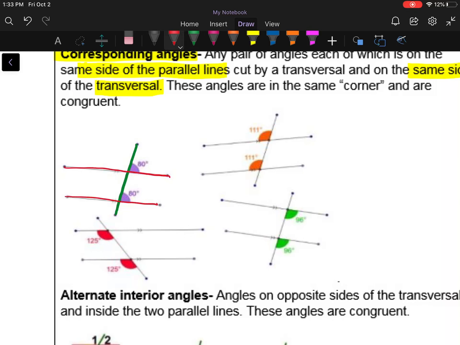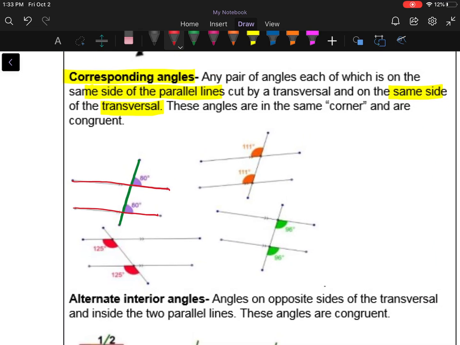When it says the same side of the parallel lines, we have a top and a bottom of the parallel lines. So both of these angles, if they're corresponding angles, are going to be on the same side. Both of these guys are on the top. They are not only on the same side of the parallel lines, they are also on the same side of the transversal. That is to the right. These guys are both on the right of the transversal.